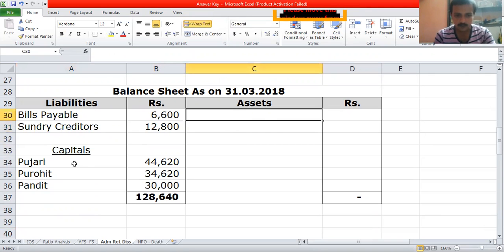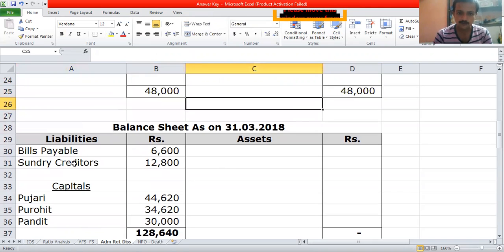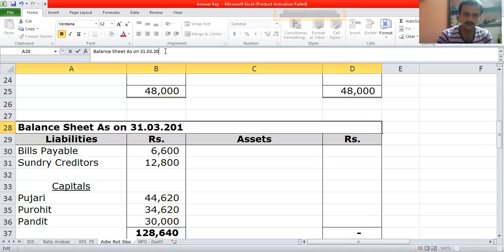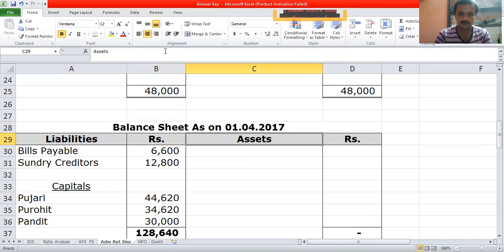Apart from that, there is no unrecorded liability. If there were any unrecorded liability, we could have taken that also. So it is the balance sheet as on the date 31/3/2000. Now I'll change the balance sheet date, because we need to write the admission date, that is 01/04/2017.